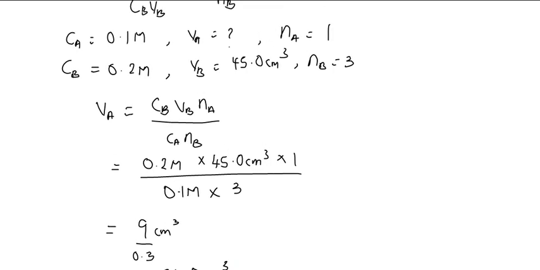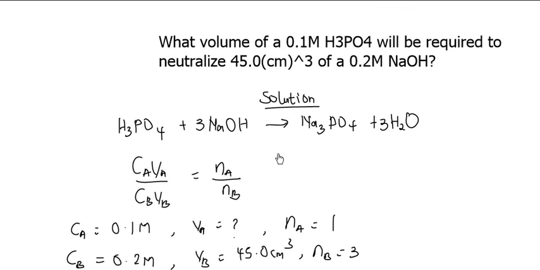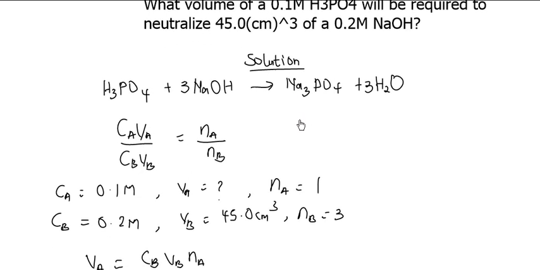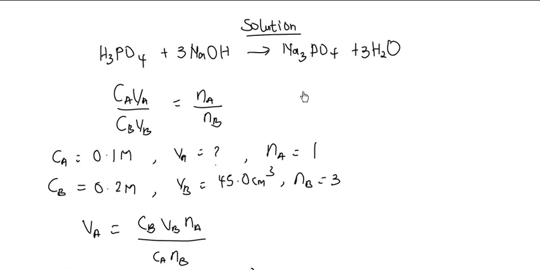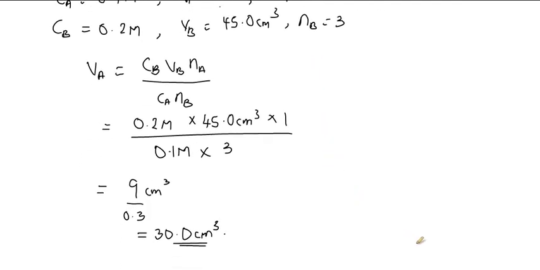So hence we can say that, going back to the question, which says what volume of a 0.1 molar phosphoric acid, that is tetraoxophosphate(V) acid, will be required to neutralize 45.0 cm³ of its 0.2 molar sodium hydroxide, the volume of acid that will be required is 30.0 cm³. And that answers the question. Thank you.